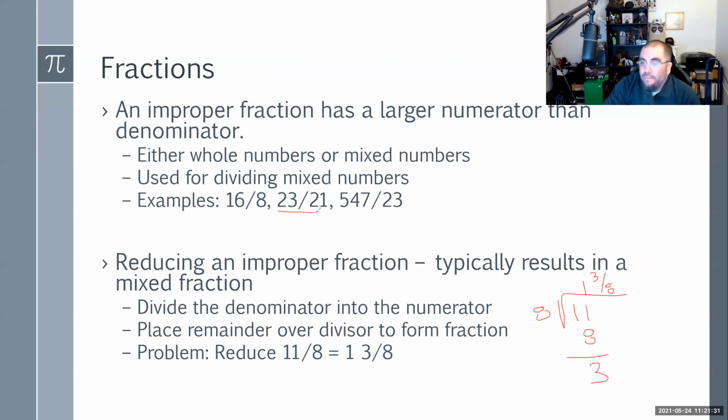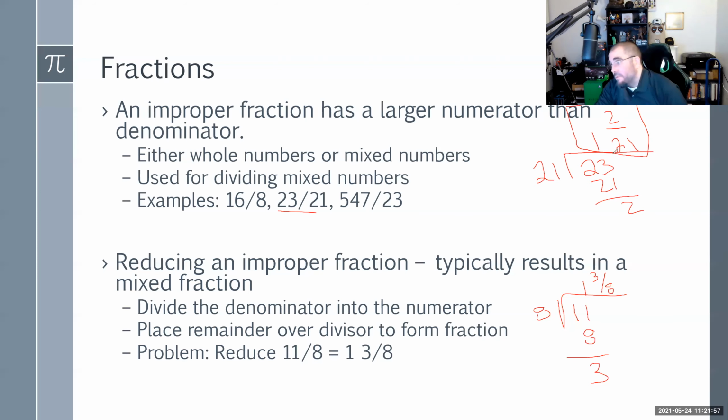In the case of the one we have up here, where we have 23 over 21, do the same thing. 21 goes one time into 23. We'll have 2 left over, so that would be 1 and 2/21. The mixed number is the more proper answer in a math question unless it's asking you for an improper fraction.